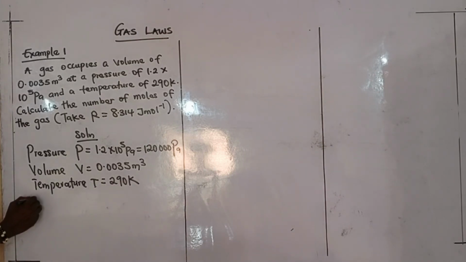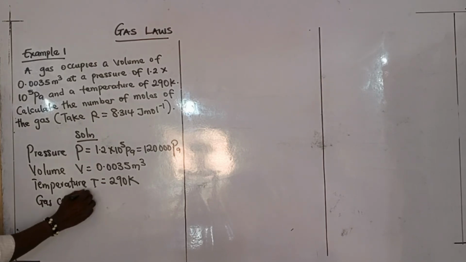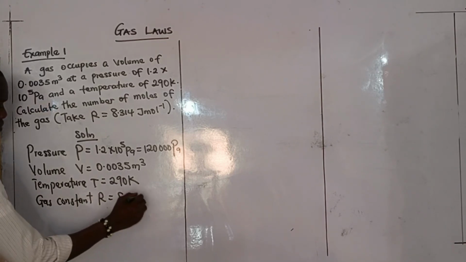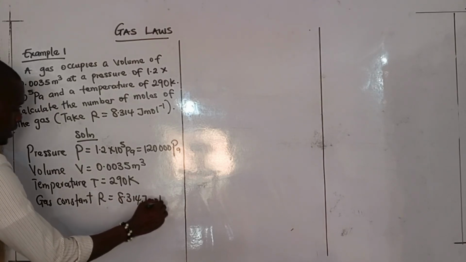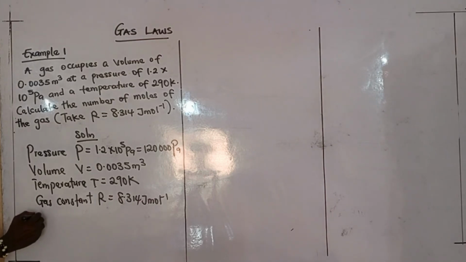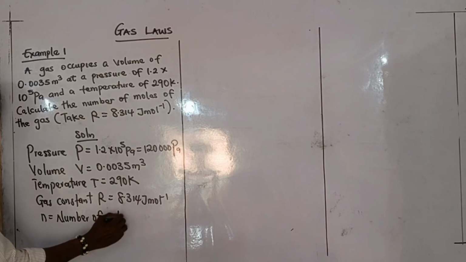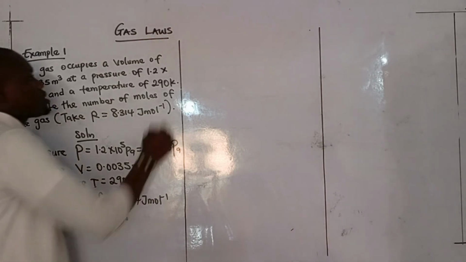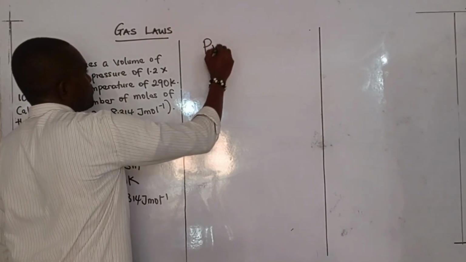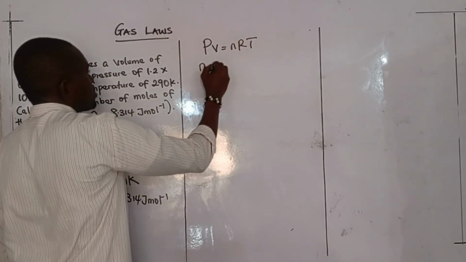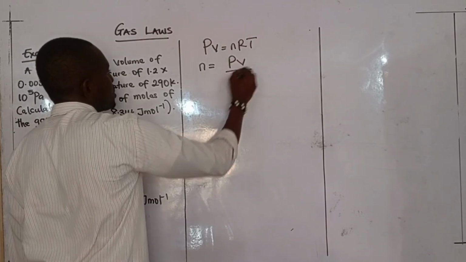Then we're given the gas constant, which is R, to be equal to 8.314 joule per mole, and we are asked to find N, which is the number of moles of the gas. So if we are to use our relationship where we have PV is equals to nRT, by the time we make N the subject formula, we should have PV over RT.